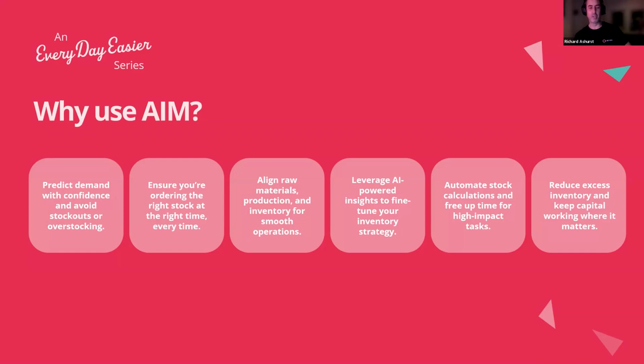Some of the things that AIM can do for you that we probably won't cover too much in this session, but the next one will be things like planning for seasonality or growth of new products, and the production planning side of AIM as well.